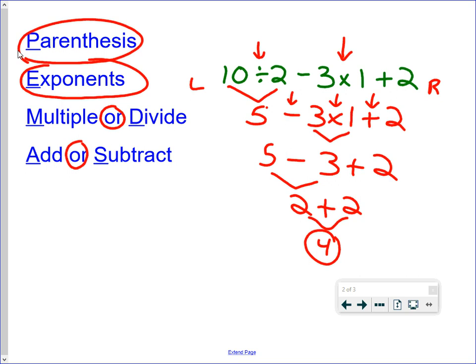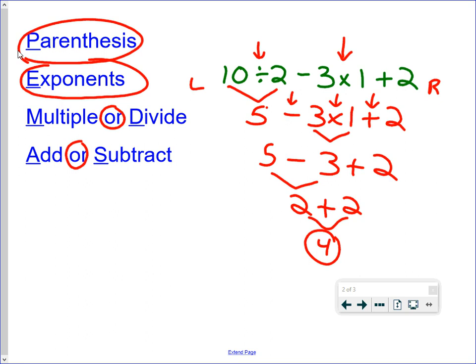Then we go multiply or divide, whichever comes first, left to right. 10 divided by 2 was the first division or multiplication thing on the left. So it had to be done first. Then that left us with 3 times 1. Then all the division and multiplication was completed. Next, it was either add or subtract, whichever came first, left to right. And so we had to do subtraction first, because it was on the left. 5 minus 3 was done, and that was 2. And finally we added to that. The final answer was 4.